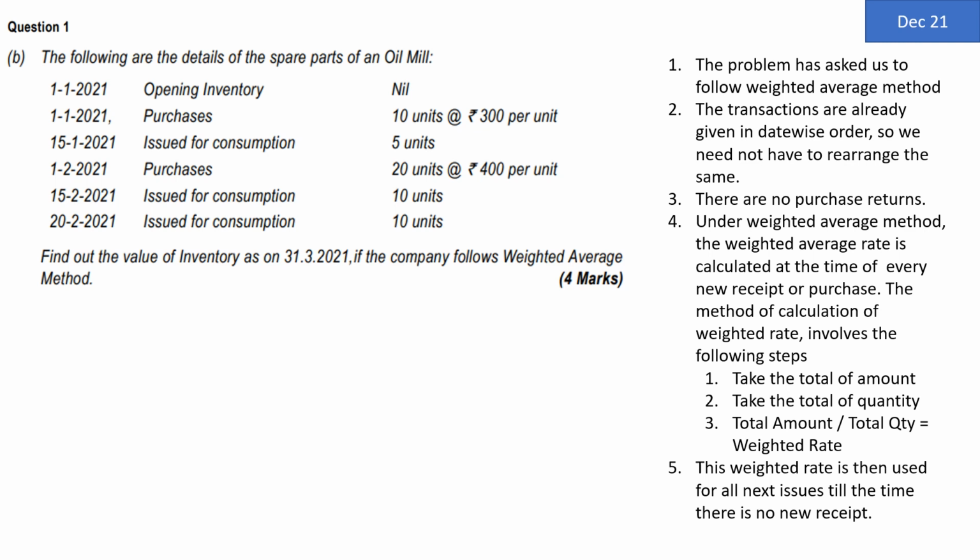Solution will be obviously made up of what? There will be 3 different parts. One is receipt column, one is issue column, and one is balance column. And in those columns, we are going to record these transactions which are given by the problem, and we are going to apply the point number 4 which I have discussed just now.